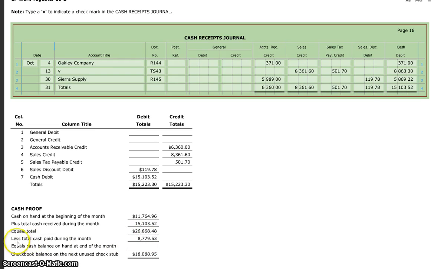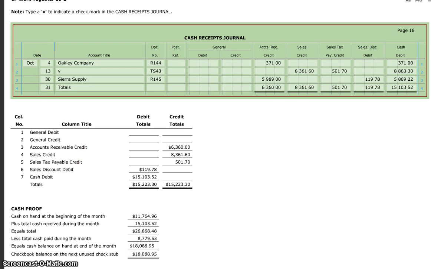And now we're going to subtract the money we paid out. So we got the beginning of the month, added the cash we received during the month, equals a total. Now we're going to subtract what we paid out during the month. So this is what we were told. So we're going to subtract 26,000 something minus the 8,000 something. And we're going to get $18,088.95. And look at here. That number, the end of the month balance, should equal the next unused check stub balance. So these two numbers must equal before you can move on. If that's the case, you are ready to move on and go to the next step.